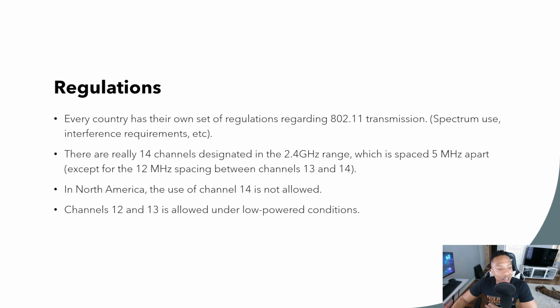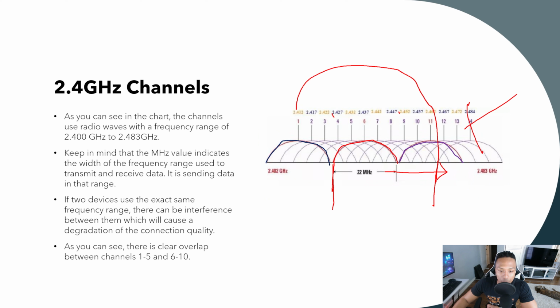So every country has their own set of regulations regarding 802.11 transmissions. This includes spectrum use, interference requirements, etc. As I said, there are really 14 channels for the 2.4 gigahertz range. They're all spaced 5 megahertz apart. So if we go back, you can see this is 2.412. Number 2 is at 2.417. Between 13 and 14, it's actually spaced 12 megahertz apart.